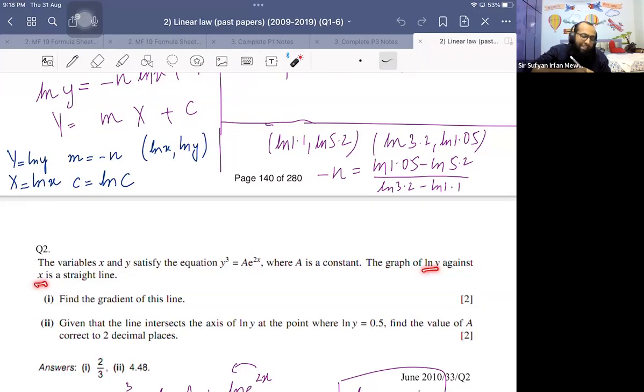So first, let's transform this into linear form. Only then can we sort out what the gradient of this line will be. Because the line will be a straight line, but what will be the gradient? The first part asks us to find the gradient of this line. To find the gradient, we are going to take ln on both sides.